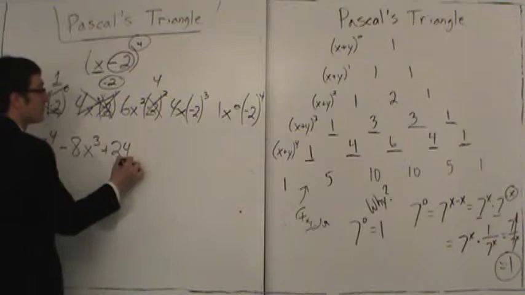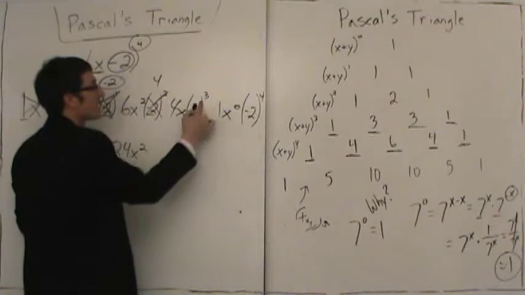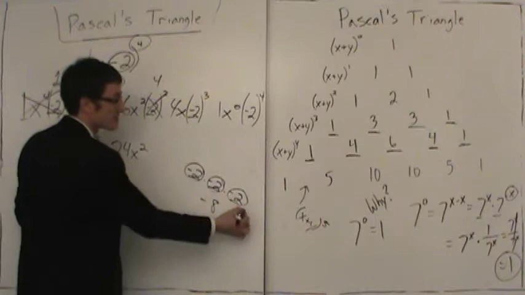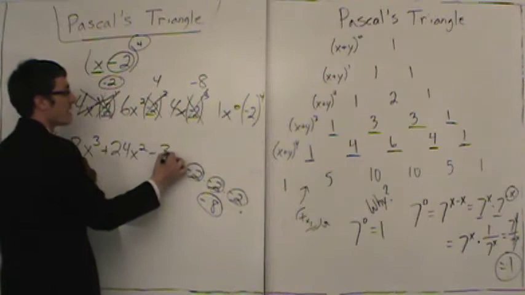And now negative 2 cubed. What is negative 2 cubed? Are we cubing the negative and the 2? Yes, negative 2 times negative 2 times negative 2. If we multiply a negative number 3 times, we get a negative. So negative 2 times negative 2 is positive 4, times negative 2 is negative 8. Take negative 8, multiply by 4, we get negative 32x.